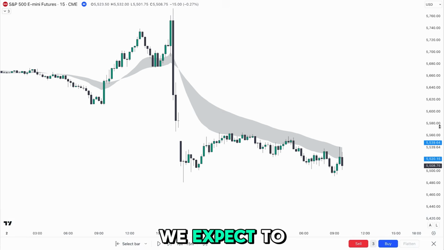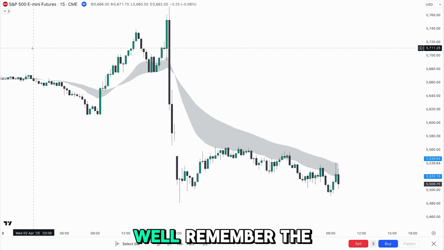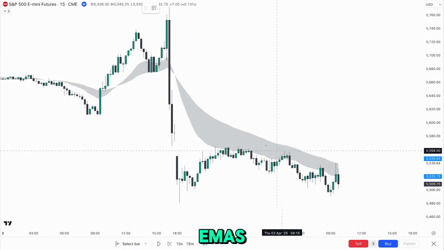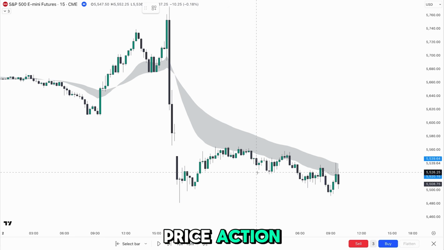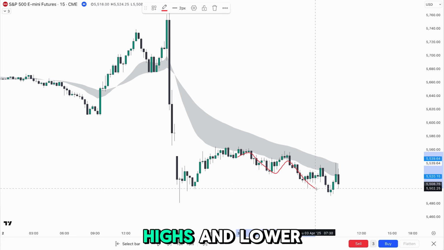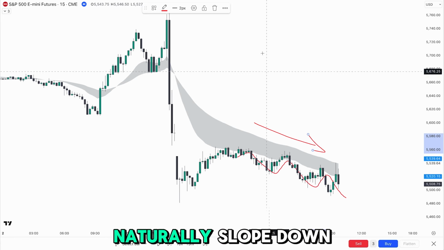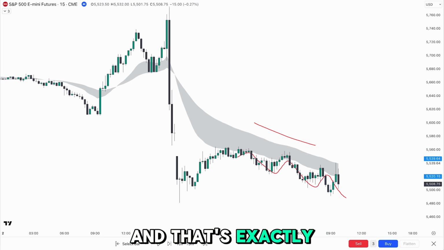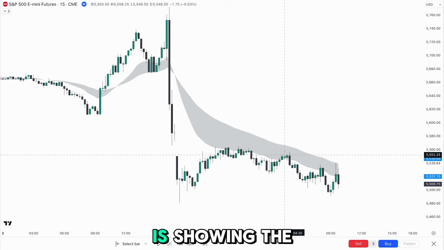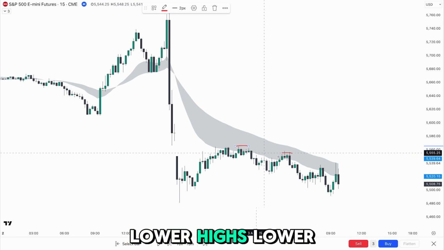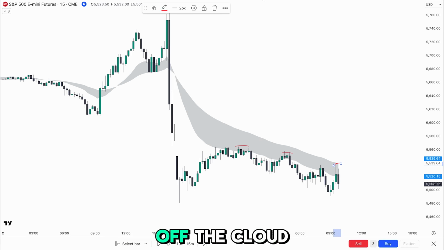And what should we expect to see on the 15-minute? Well, remember, the cloud is just a set of EMAs, and EMAs are just smoothed out price action. So if price is making lower highs and lower lows, the cloud will naturally slope down too. And that's exactly what we see. The 15-minute is showing the same bearish structure, lower highs, lower lows, and rejection off the cloud.